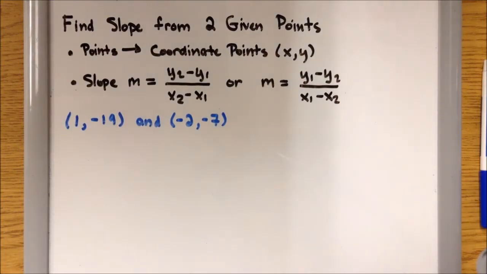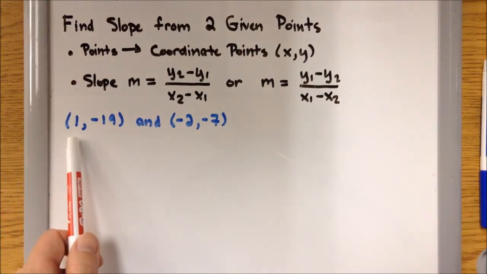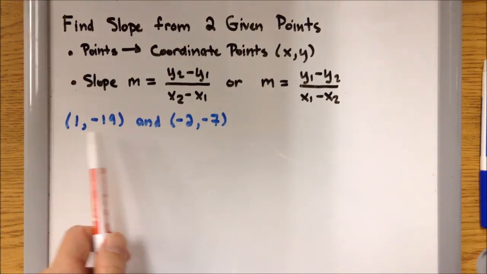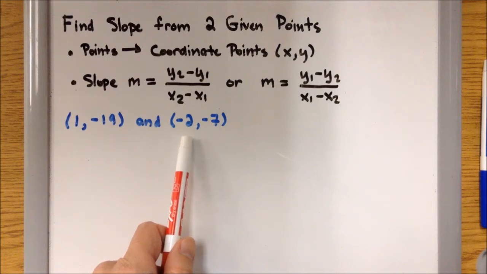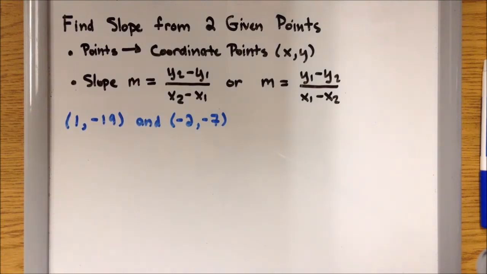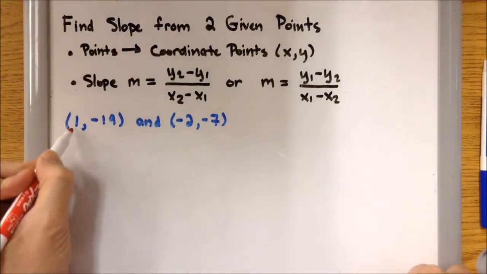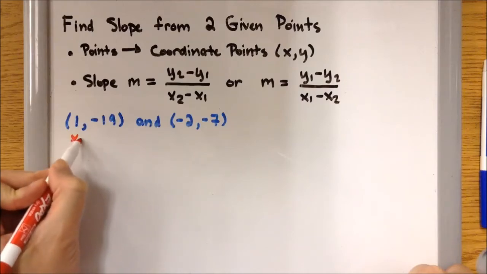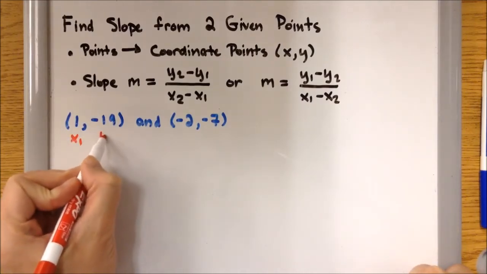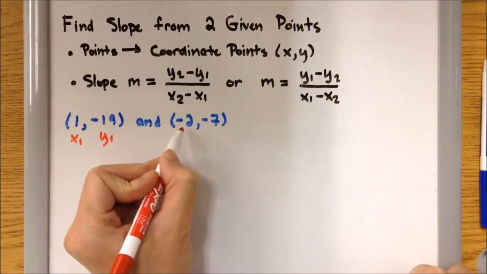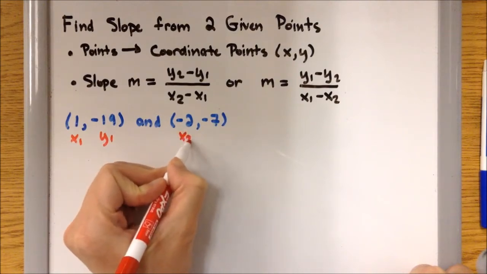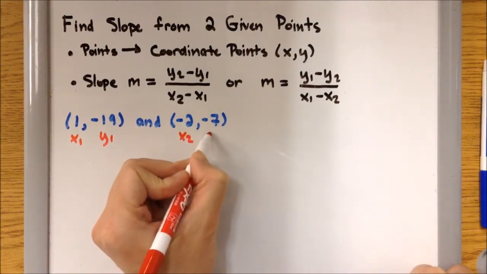In our second example, we have the coordinate points (1, -19) and (-2, -7). Given two points, our first task is to label our points. So if I choose 1 to be my x1, then my negative 19 will be y1. My negative 2 will be x2. Therefore, my negative 7 will be y2.